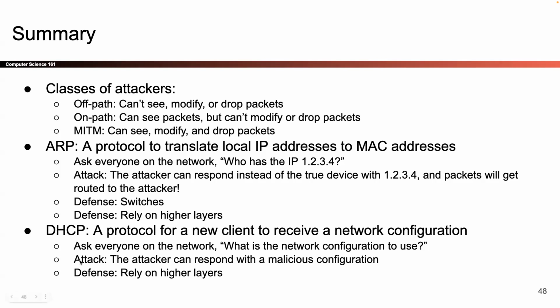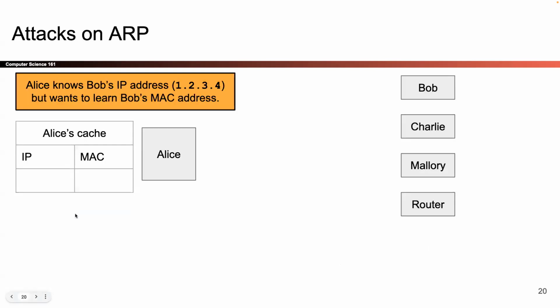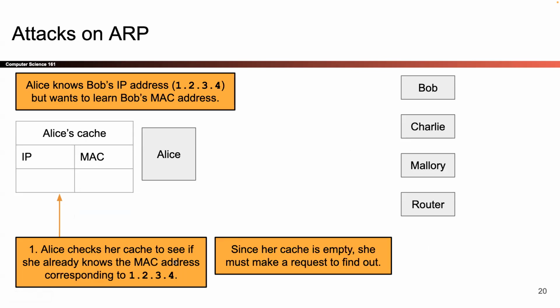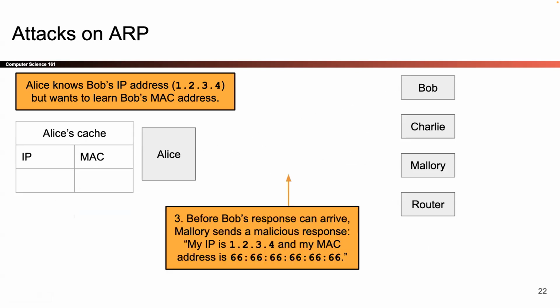Okay, so what's the attack? Well, if I broadcast this request, the attacker could just reply and lie and say, that's my IP address, here's my MAC address, even though that really wasn't their IP address. So the attacker can lie and return their own malicious address. Here's Alice broadcasting the request to everyone. You've seen these slides before. Here's Mallory lying and saying, yeah, that's me, even though it's not. And here's her own MAC address.